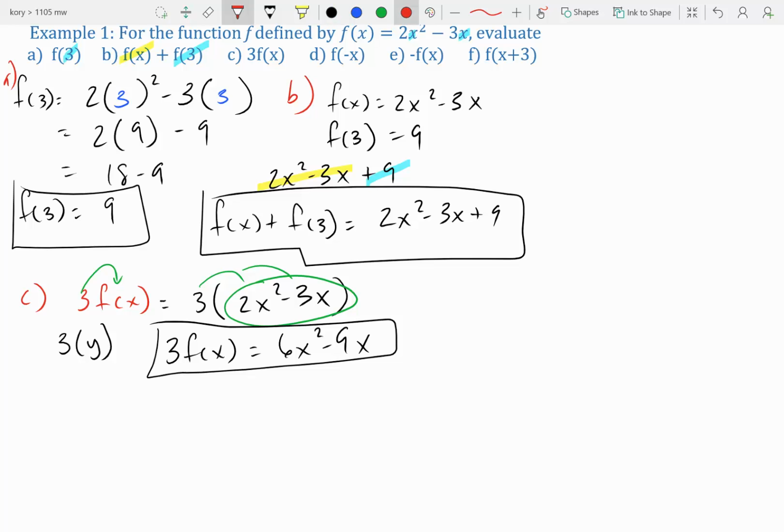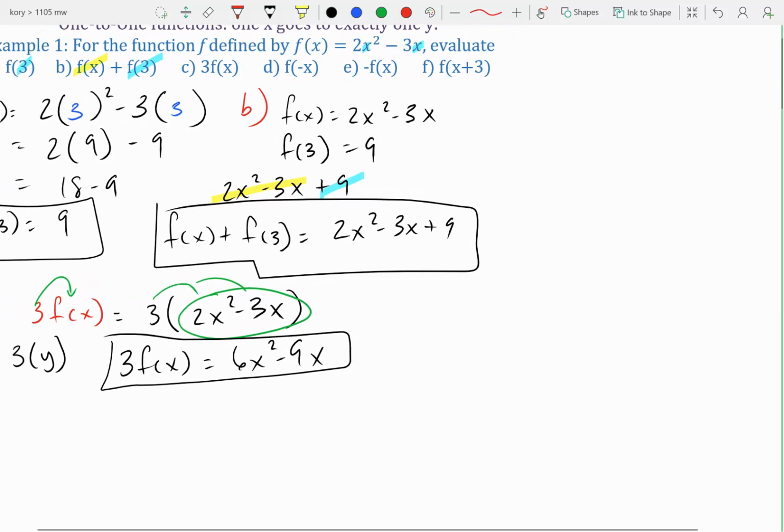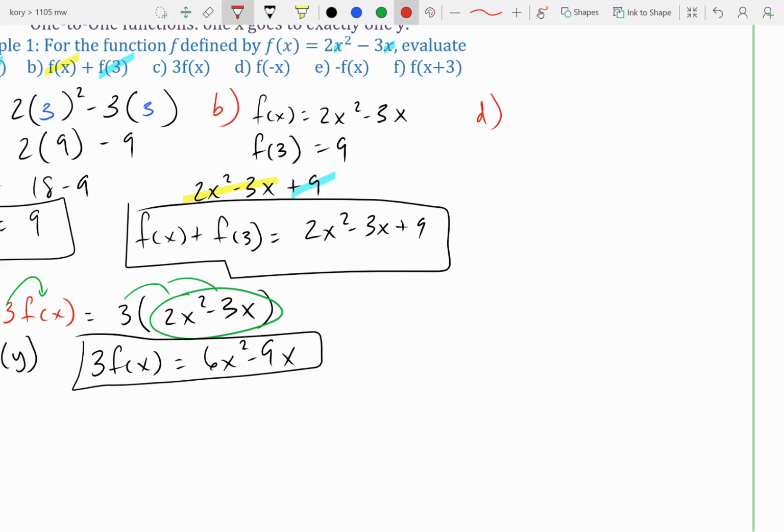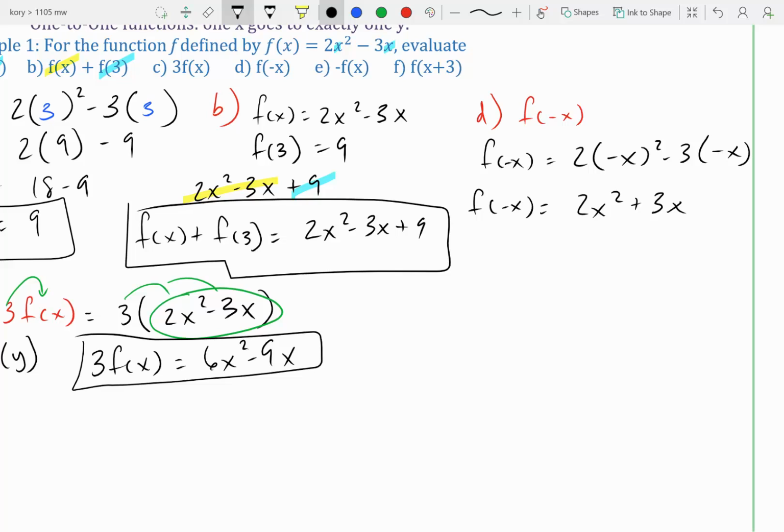Alright, part D. I'm going to do part D up here. Part D wants us to do f of negative x. So all we're going to do is switch our positive x, our x's, into the f of x equals 2x squared minus 3x with a negative x. So we have f of negative x equals 2 times x squared, so negative x squared minus 3 times x, which is negative x. And from here you just simplify. So f of negative x equals 2x squared plus 3x.